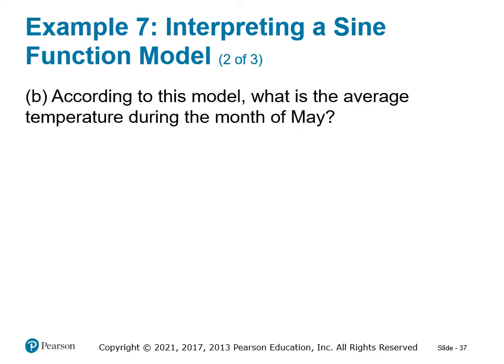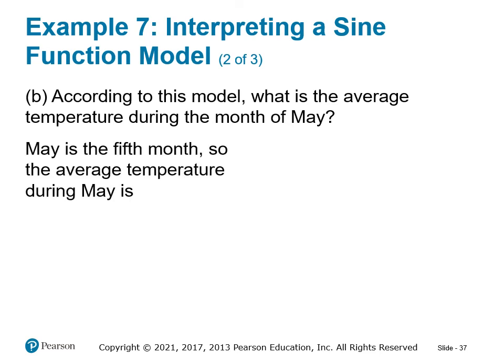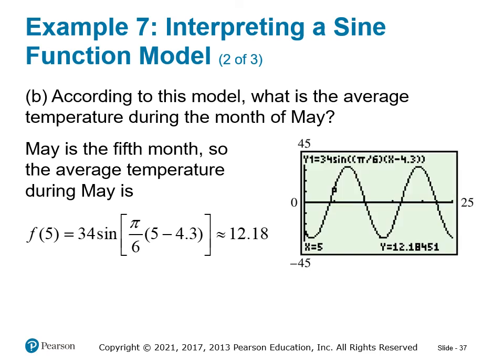According to the model, what is the average temperature during the month of May? Well, May is the 5th month of the year, so the average temperature during May is simply plugging in 5 for x, and we get this value if we plug this into our calculator. So the average temperature during May is 12.18 degrees. And I'm not sure how that corresponds. I think it's pretty chilly, in the 40s or 50s.